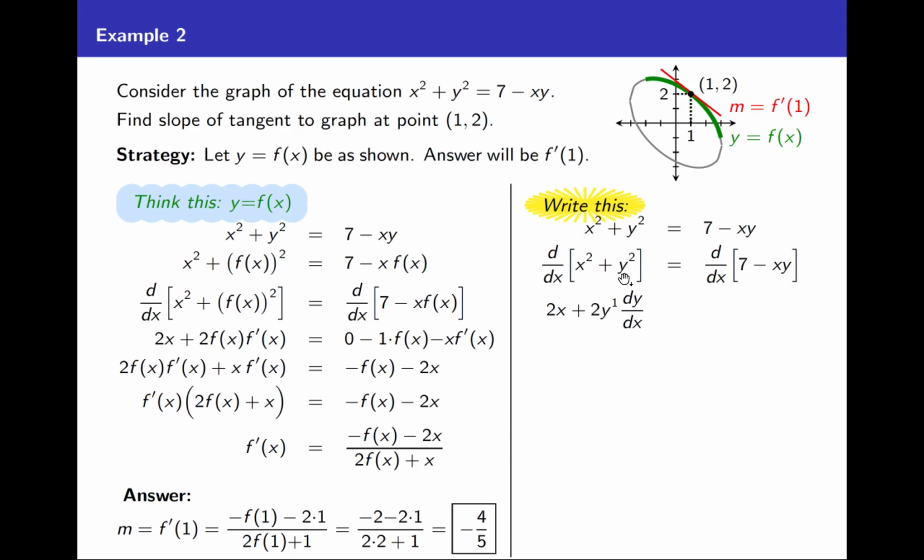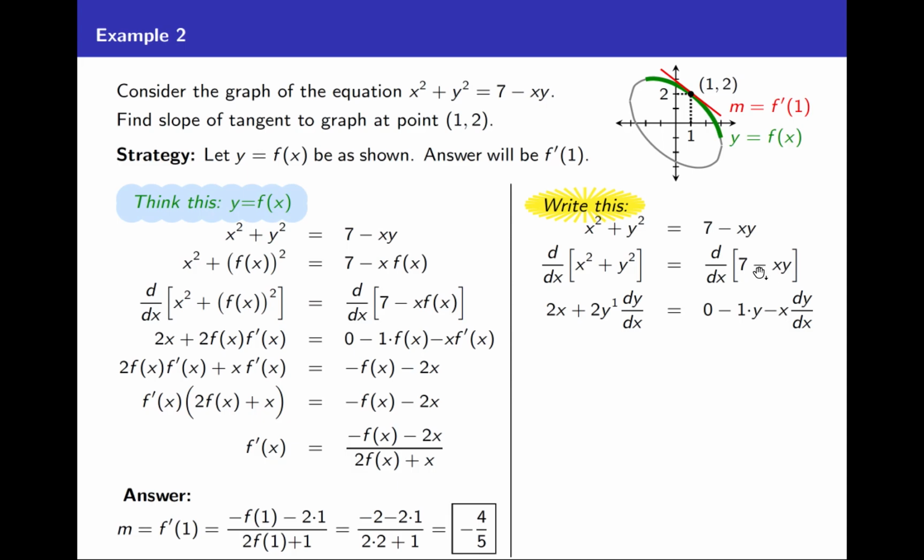And remember, y is a function of x. Its derivative is not 1. Its derivative is dy dx. So be careful in this step. Even though you didn't write y as an f of x, you're remembering that it is an f of x. So the derivative of y squared is 2 times that f of x to the power of 1 times the derivative of that f of x. It's exactly what we had here, except you just didn't write the y as an f of x. And likewise on the other side, the derivative of 7 is 0, and then you have to add on the derivative of negative x times y, and for that you need the product rule.